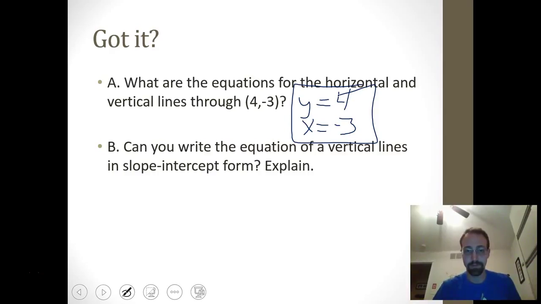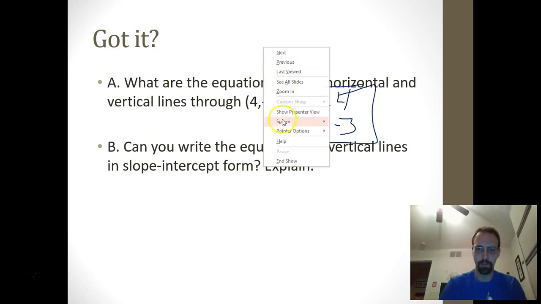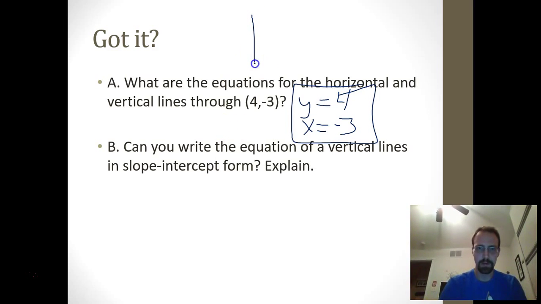I feel like I just did this wrong. 4, negative 3. Yeah, I did this wrong. It helps when I have something to graph on. 4, negative 3 is here. That means when I go through the x value, I'm at 4. Did I flip-flop these?